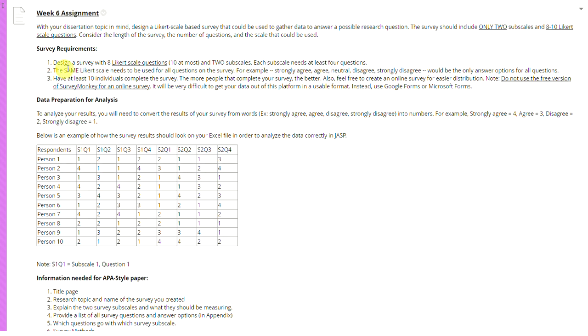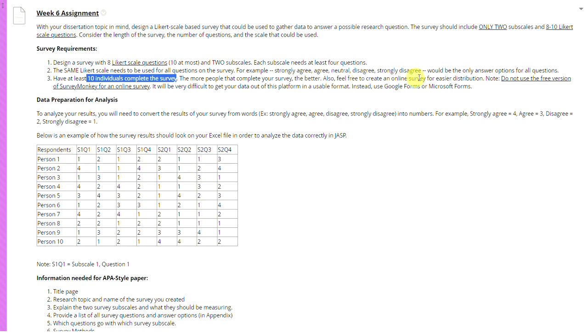The same Likert scale needs to be used for all questions in the survey. So for example, strongly agree, all of that would be the only answer options for all questions. You do need at least 10 individuals to complete the survey. And this is important. You can't fake it. You do need real data. You do need at least 10, because that's the requirement for this assignment. So no fictitious data. Please collect real data. The more people that complete your survey, the better.